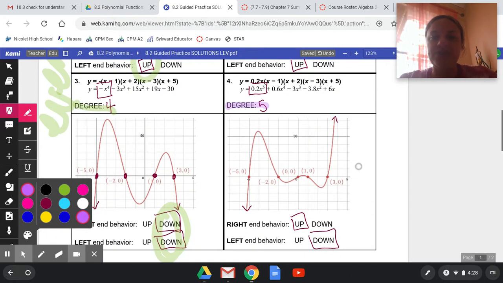All right, looking at the degree of 5, I can notice the same trend, right? I can find all my roots. We already talked about that. Now my a value is positive, which indicates to me my right end behavior. How is the graph ending on the right side? It's going up. And since its degree is odd, the left side is going down. All right, so it goes up, down, right?